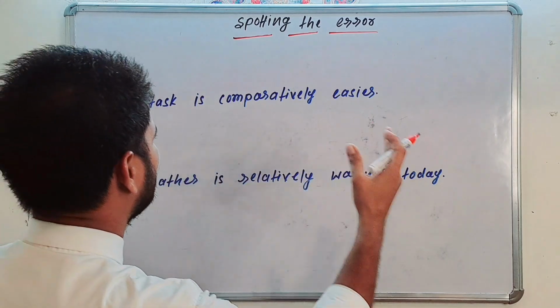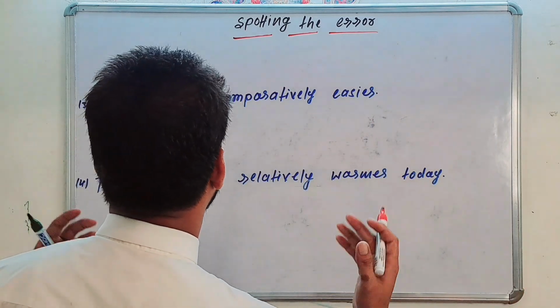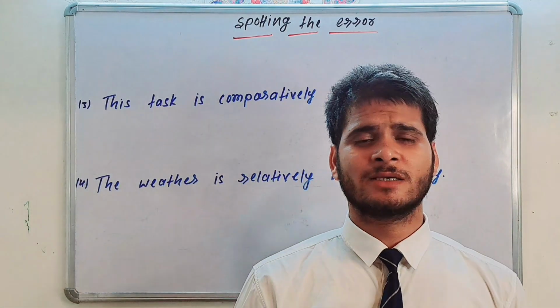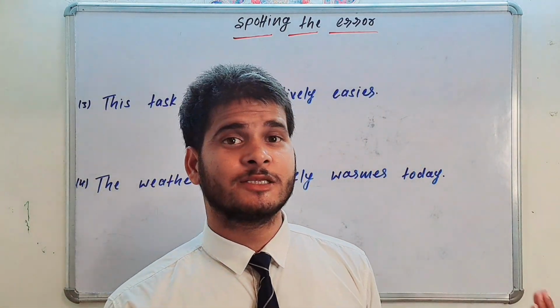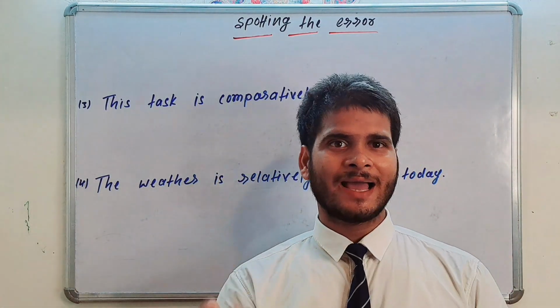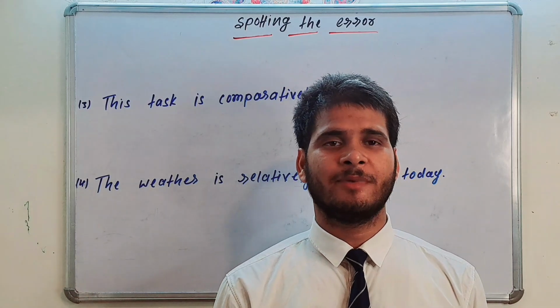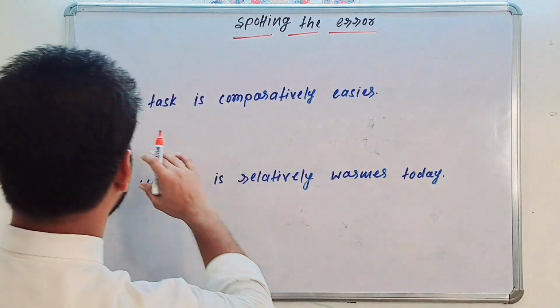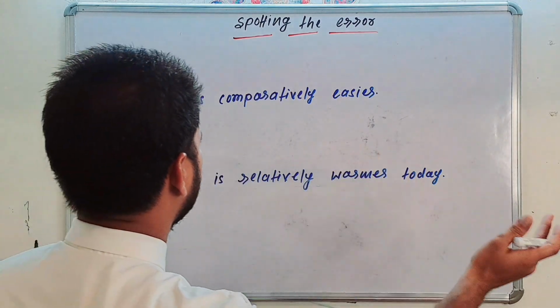This task is comparatively easier. This is a completely wrong sentence and I spot the error part. I have to make it right by spotting the error part and correcting it, like this task is comparatively easy.